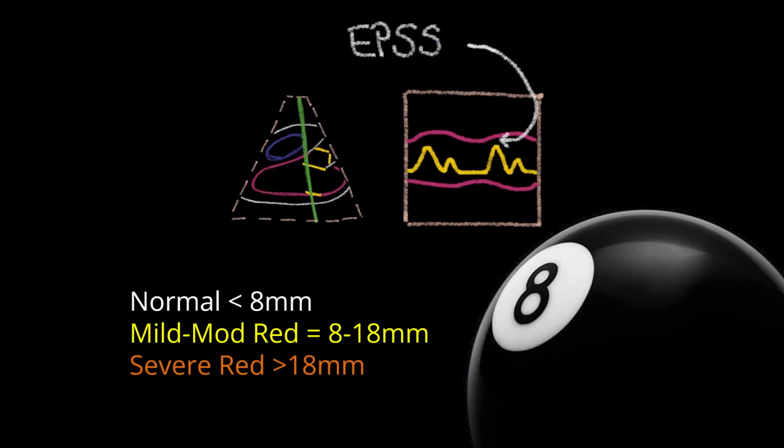A normal E-point septal separation is less than 8 millimeters, and this 8 ball is a helpful mnemonic for me to remember this. Mild to moderately reduced would be an E-point septal separation between 8 and 18 millimeters, and severely reduced would be greater than 18 millimeters. Now think of this. Actually, a smaller EPSS means a larger ejection fraction. So they're inversely correlated. And you'll note that this is a diastolic measurement which predicts systolic function.